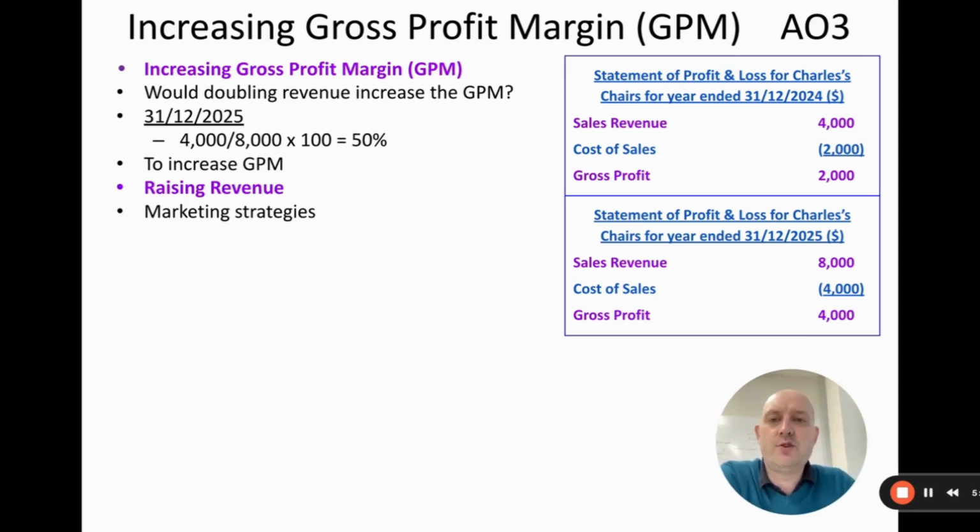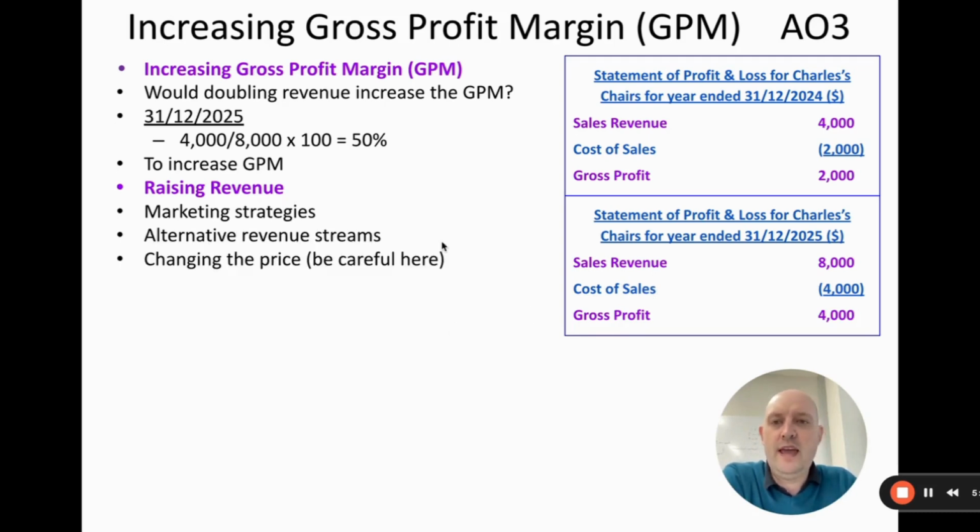So to increase the gross profit margin, we effectively need to raise revenue by more than the cost of sales. And so things that might work here are things like marketing strategies to boost sales, alternative revenue streams, so we end up getting money from elsewhere, or changing the price. But we've got to be really, really careful with price, because if we increase the price, then in theory, some customers will go and buy substitute products, or they won't buy the product at all. So we will end up losing sales, because if price goes up, less people are going to buy the product.